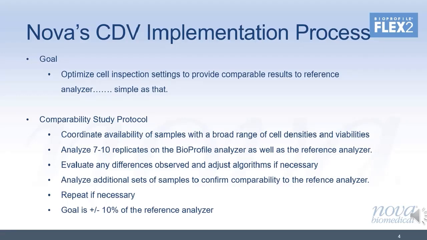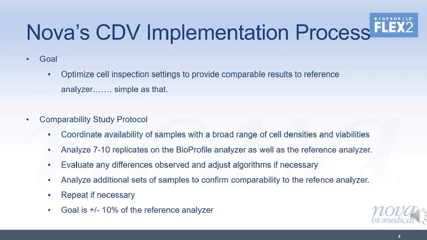The goal is to adjust the algorithms on the analyzer and create one cell inspection type that can be used for all process stages, including scale-up and production, low density through high density, and high viability through low viability, while providing results within 10% of the reference analyzer.